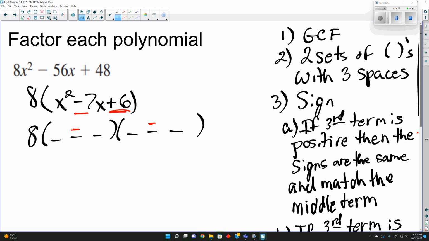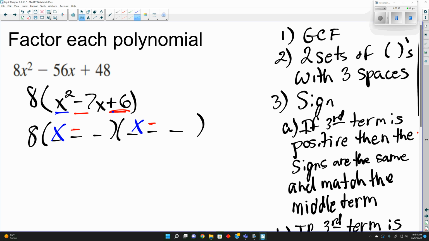the factors of our first term would be the factors of x squared. So what two things multiply together to give me x squared? X and x. And those are the only factors of x squared that we can use for this here.